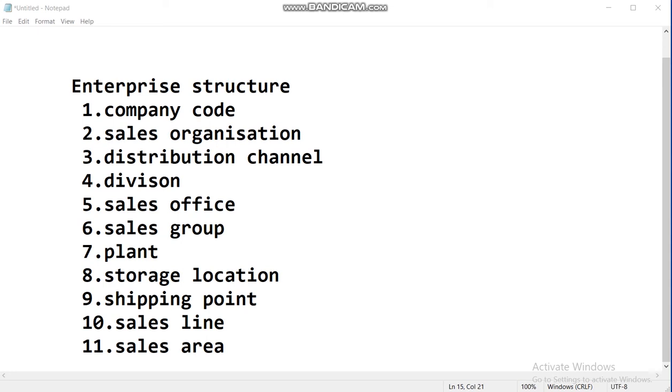So then what is the basic structure of an organization? Those are company code, sales organization, distribution channel, division, sales office, sales group, plant, storage location, shipping point, sales line, sales area. These are the basic structures, and every company should have these. So these will be defined by the enterprise structure. So let's get deeper, and see what a company code is.